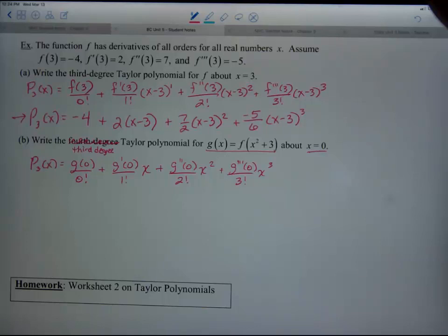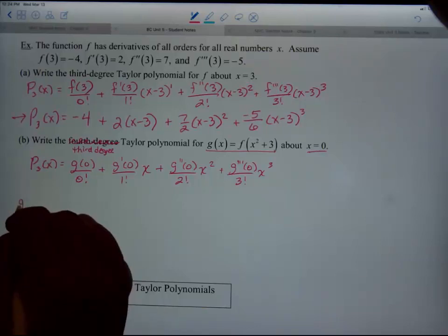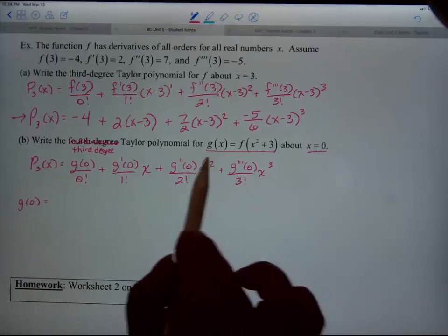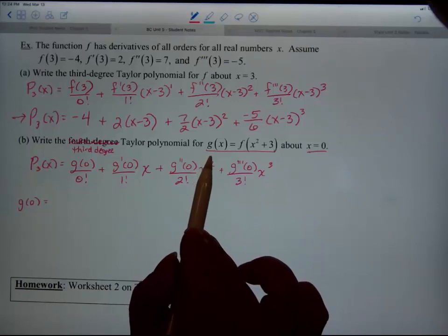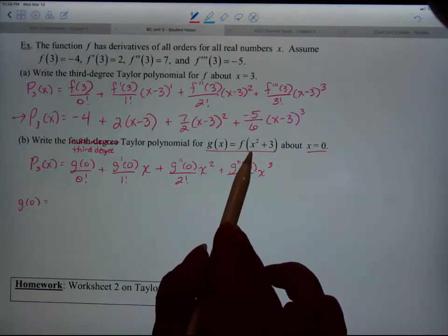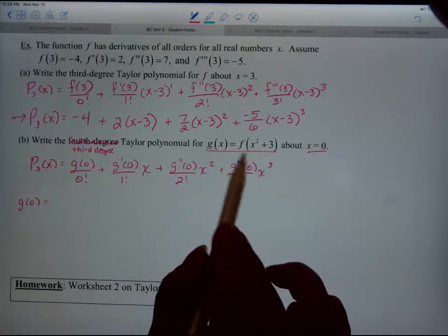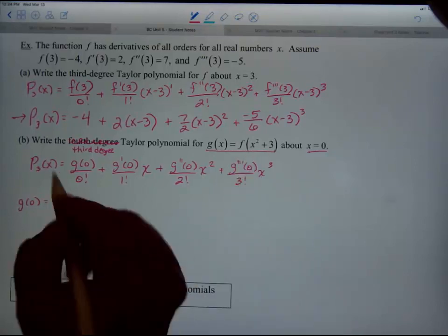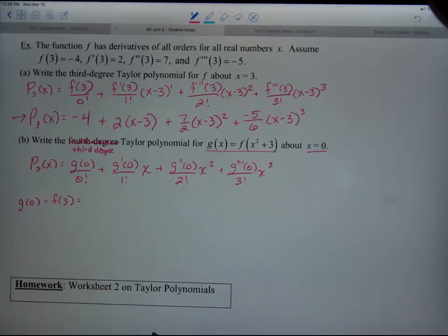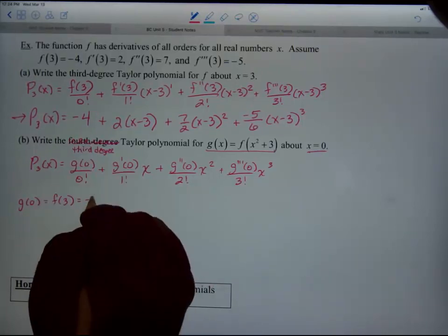So, g of 0. I am given g, so I can just plug a 0 in for this x and a 0 in for that x. So what is the right side going to say? f of 3. Do I know what f of 3 is? It's negative 4. So the first term's done.